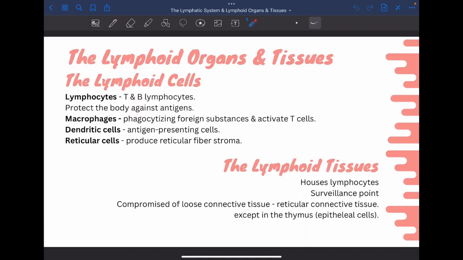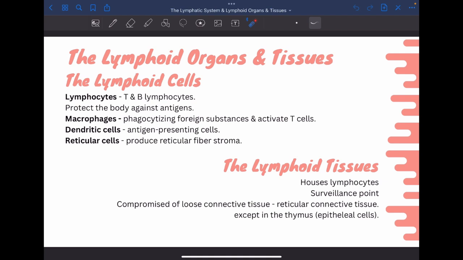Now, with regards to the lymphoid organs and tissues, we will start off by looking at the cells, then the tissues, and then we'll build our way up to the main organs that we see in the system. Again, as mentioned in the beginning, the main role of the system is to help the immune system, to help with immune surveillance, and to help keep our body capable of fighting against antigens and provide the body with what we know as immunity.